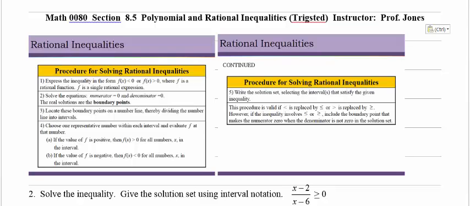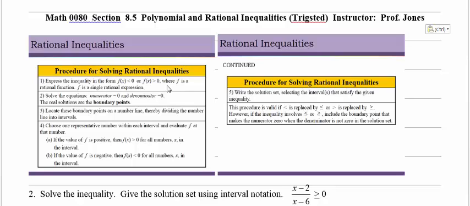Let's take a look at rational inequalities, the second topic of section 8.5. We want to look at our procedure for solving these inequalities. We want to make sure we're expressing the inequality in standard form, where we have 0 on the right side of the inequality. So we'll either have f of x less than 0, or f of x less than or equal to 0, or f of x greater than 0, or f of x greater than or equal to 0, where f is a rational function.